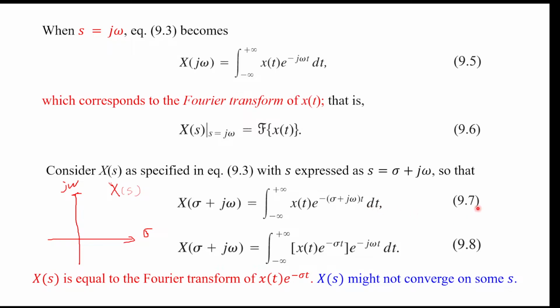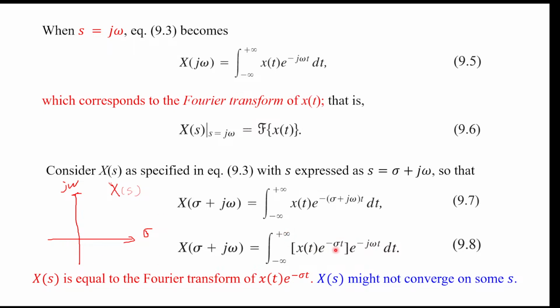Okay. And now a funny thing we do is we regroup this exponential. It has an e to the minus sigma t part and an e to the minus j omega t part. And we group this e to the minus sigma t part with x of t. And now we look at this equation, and we see that this equation is the Fourier transform of x of t e to the minus sigma t. And the rest of the expression here is just e to the minus j omega t. So we have the integration of a function of t and e to the minus j omega t dt.